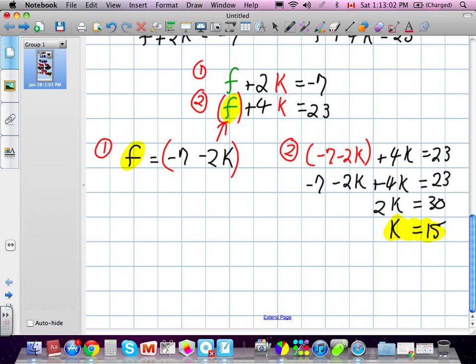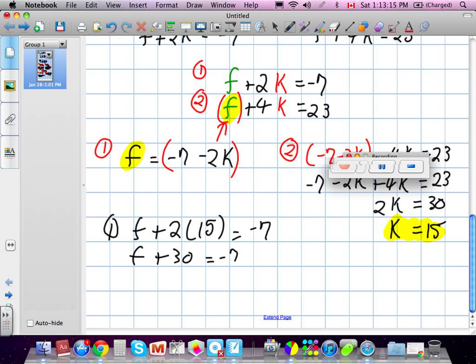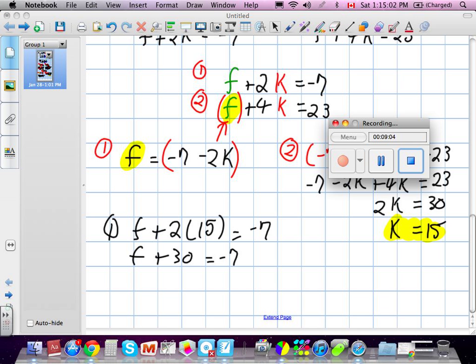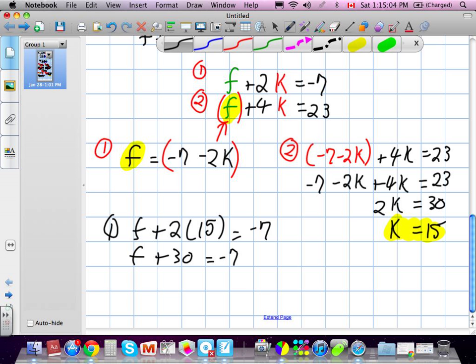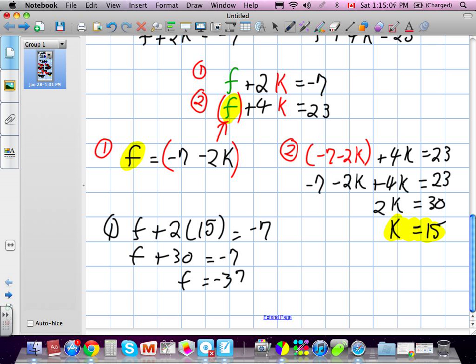k will be 15. So now that we have a k value, we can plug this amount into either equation 1 or 2 to find out the f value. So say we do equation 1 again. f plus 2 times k, and this one is 15, equals negative 7. That becomes f plus 30 is equal to negative 7.